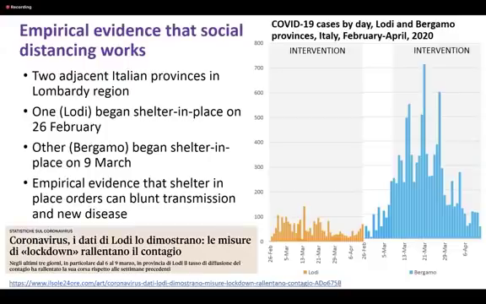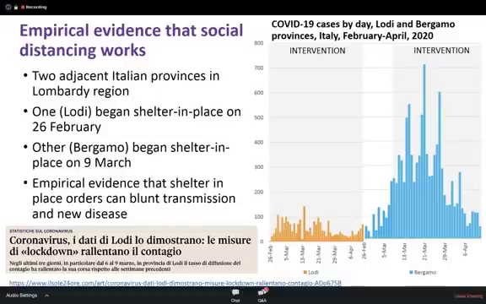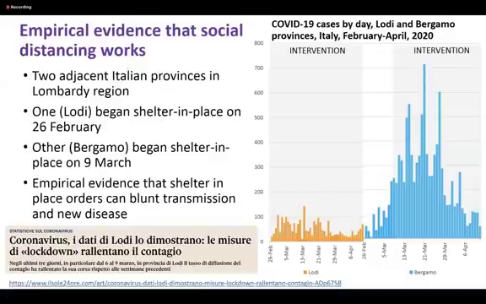So the early empirical evidence that social distancing works comes from Italy. And these are two provinces in Italy, Lodi and Bergamo, which aren't the same size, but I think for these kinds of comparisons, looking at absolute numbers of cases rather than trying to standardize them by population is probably more useful. Lodi, which was where the first big outbreak of COVID-19 was in Italy, these are near Milan. You can see it went to sheltering in place on February 26th, and has maintained a low level of transmission throughout this period.